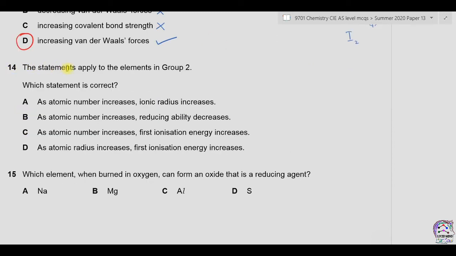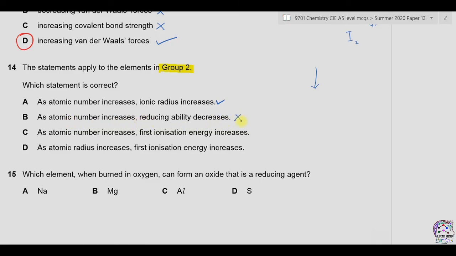Question 14. The statements apply to the elements in group 2. Which statement is correct? A. As atomic number increases, ionic radius increases. Yes, we know that going down group 2, in each period another shell is added, so therefore ionic radius increases. This is correct. As atomic number increases, reducing ability decreases.